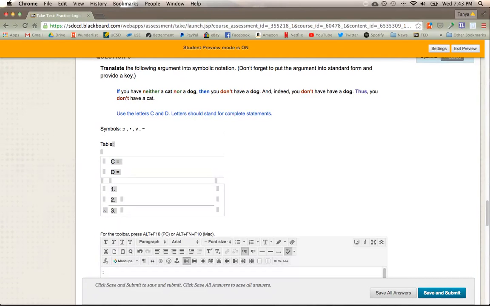So we've already highlighted all of the operator words. If you have neither a cat nor a dog, then you don't have a dog. And you don't have a dog, thus you have a cat. So to say you have neither a cat or a dog, it's not the case you have either a cat or a dog. Having a cat or a dog, those are the atomic statements. Also hint: C or D, right?